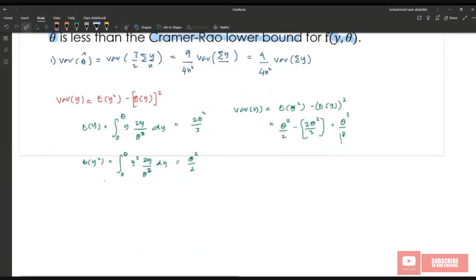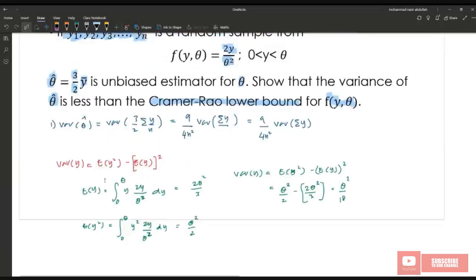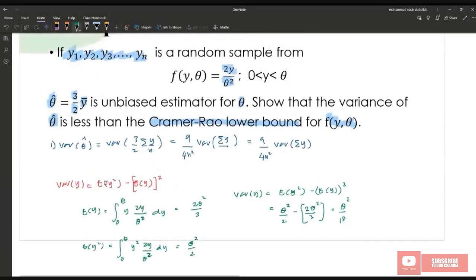Right. So we know that the variance is, we just input this one. So 9 over 4n squared multiplied with n theta squared over 18. So this one should be equal to theta squared over 8n. So now we have just discovered the variance of theta hat.